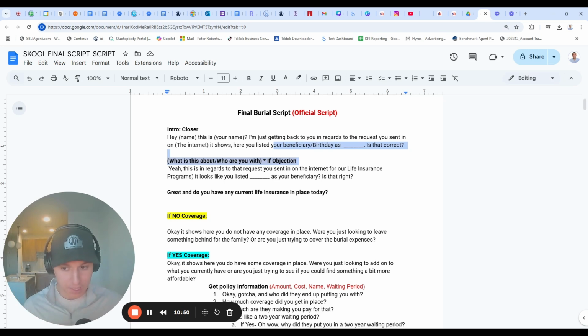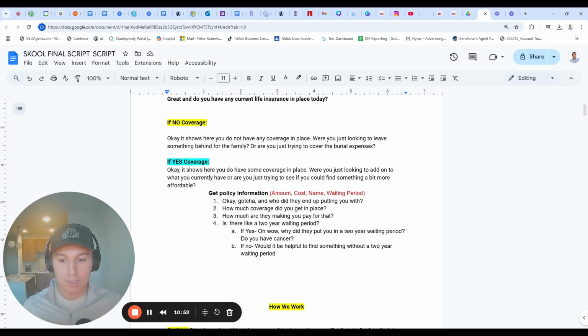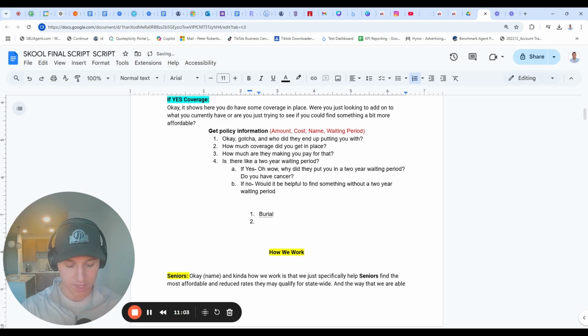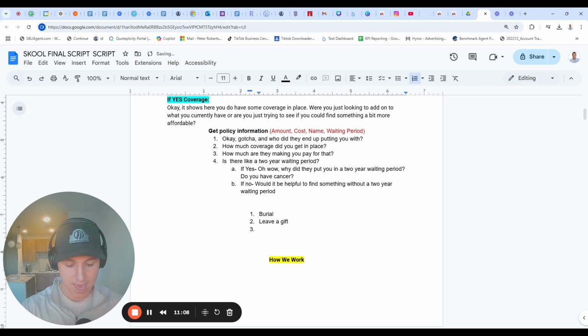We'll dive a little bit deeper here as we go into how we work. But the goal in the first intro is to figure out, what are we doing here? Okay, there's 4 things. Number 1, are we getting a burial policy? Let's write this down, burial policy. Are we going to leave a gift? Are we going to go ahead and save money / better policy? Or are we ultimately going to add extra? Okay, because they don't have enough.